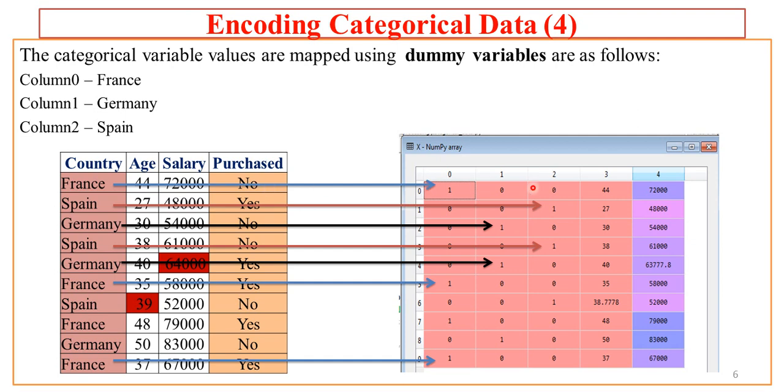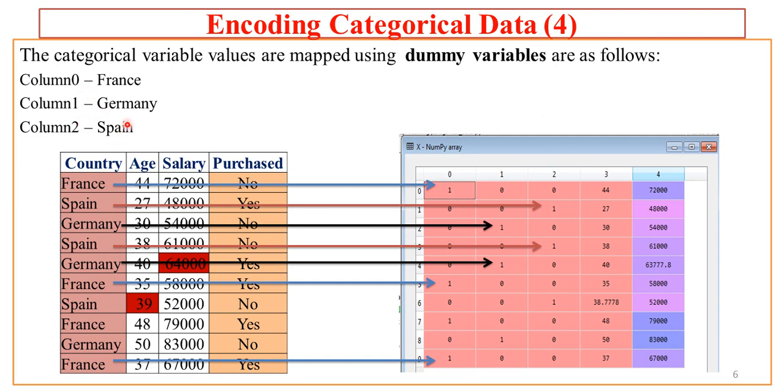Now the next country is Germany. So Germany is mapped with dummy variable column index 1. Wherever there is the string Germany appearing in the country, which is the categorical value, it is mapped with the numerical value 1 in the second dummy variable at column index 1. So wherever there is Germany, you will find that entry marked 1. This way we have Spain as well. So the dummy variable at column index 2 is mapped with Spain. So the mapping is column 0 for France, column 1 for Germany and column 2 for Spain.